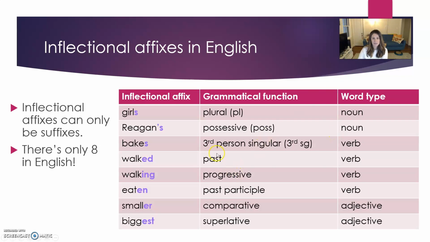And you can see those here, okay? They're all in purple. So you have the plural S, the possessive S, the third person singular S, right? The past ED, the progressive ING, the past participle EN, you have the comparative ER, and then the superlative EST, okay? So if it's not one of these, it's a derivational affix, okay? So inflectional affixes can be easier to recognize because there are only these 8.